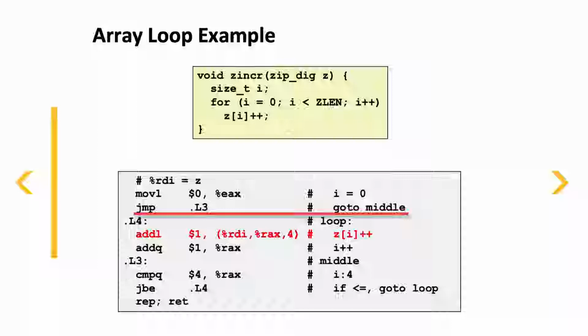So we'll jump, an unconditional jump. We're always going to do this. We set things up, set up our index, and then we jump to L3. Now down here in L3, we're going to do a compare. We're just going to compare RAX to 4. Remember, that does RAX minus 4. If it's less than or equal to, so this jump if below or equal, to L4, that means we jump back up to the body of the loop.